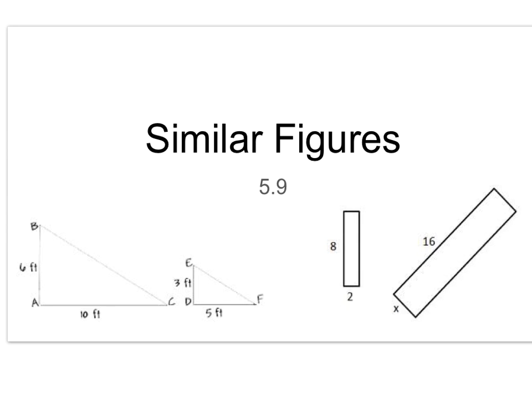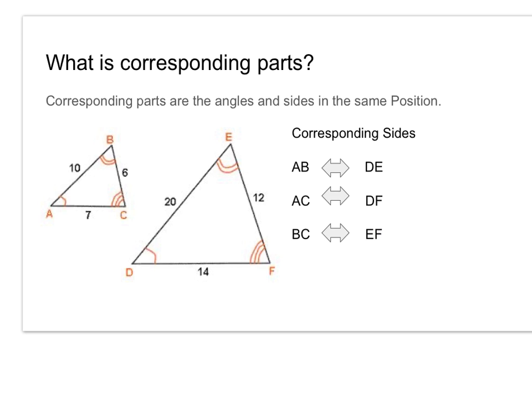Our next lesson is going to be on similar figures, so figures that are alike. Some vocab words you need to know: what is a corresponding part? Corresponding parts are the angles and sides in the same position.